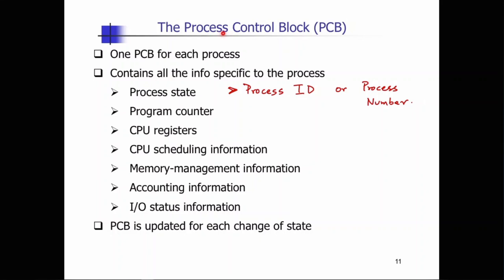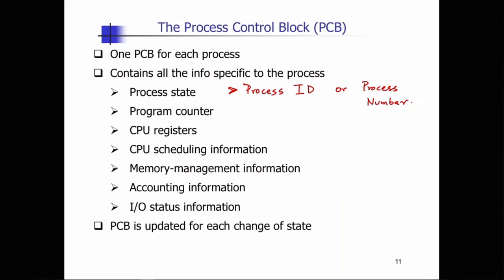Next, we start talking about process control block or PCB. And each process will have one process control block. And there is lots of information specific to a particular process that is embedded in that process control block. So for example, it might contain a process ID or process number, which is a unique number to identify that process. It might contain the process state, which means that's the way I would know whether it's a new process or it's in the ready state or it's in the running state. So the state that we just looked at in the previous slide is going to be part of the process control block.